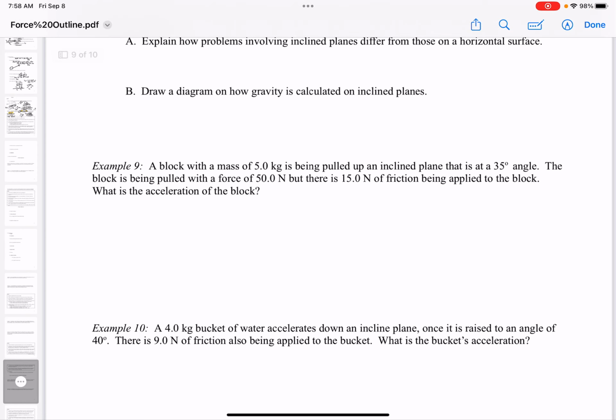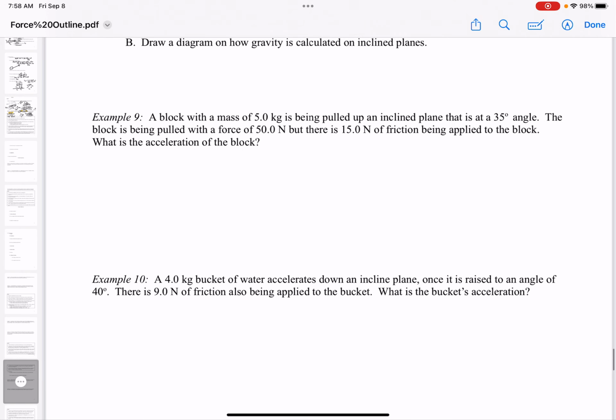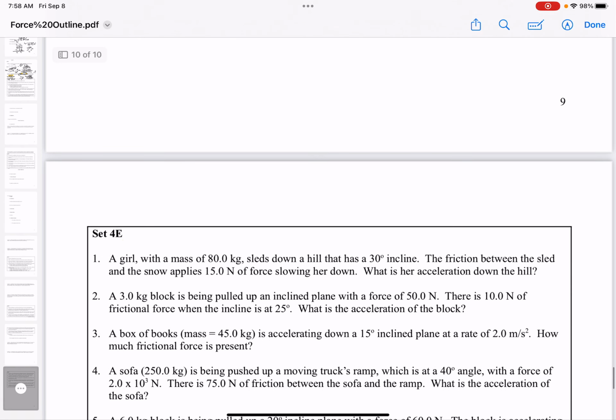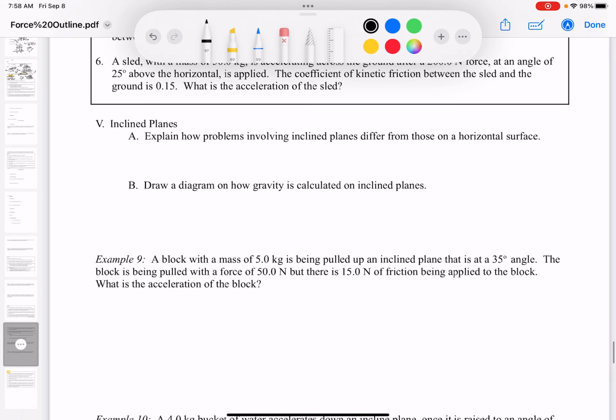Hello! So in this video we're going to be looking at inclined planes. So this is forces outline, and we're going to be looking at that set 4E section. Okay? So let's go ahead and jump into it.